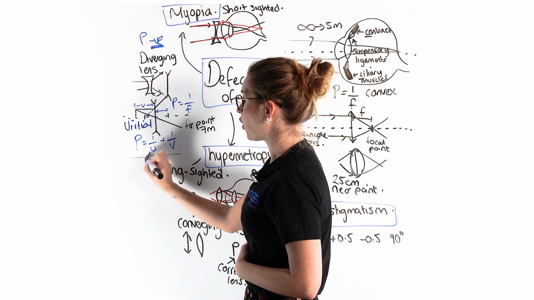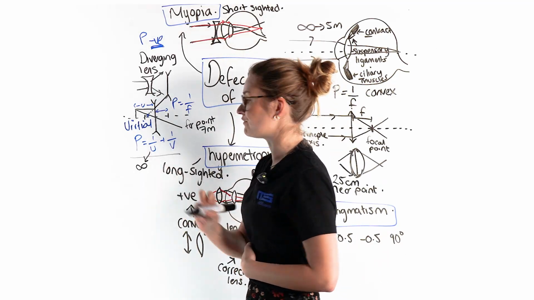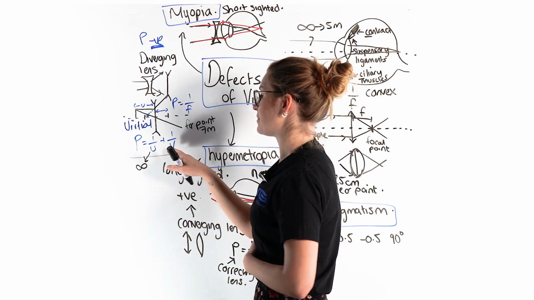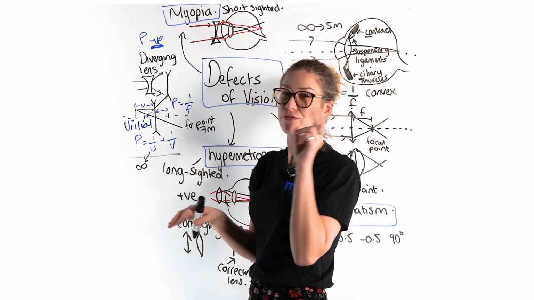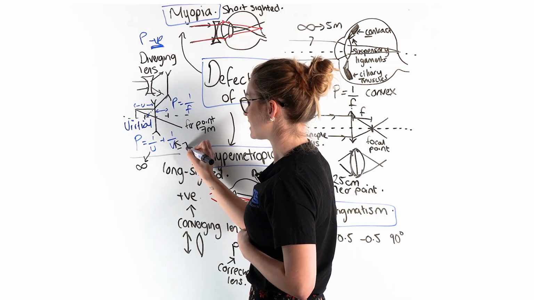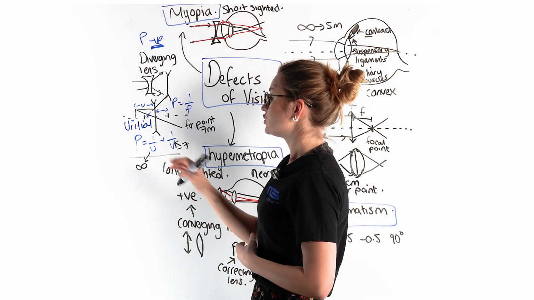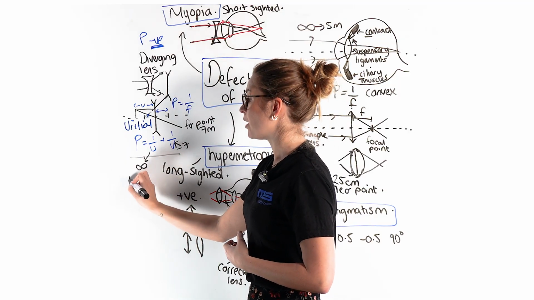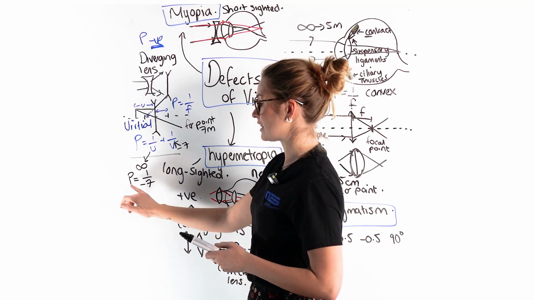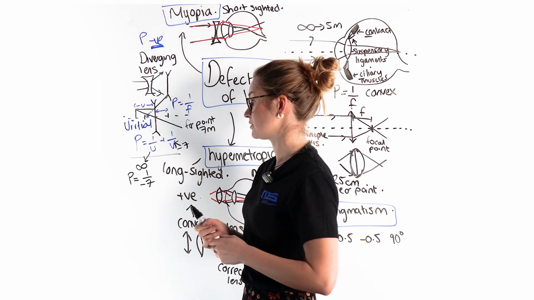So if an object is actually at infinity, that's the far point of a normal or healthy eye. That means we want the image then to get formed at whatever their far point is. And again, because it's an image getting formed there, it's negative 7. It's not where the object actually is. So 1 over infinity is 0. So the power of this divergent lens becomes 1 over negative 7. So that's why you can see that the power has always come out as negative numbers.